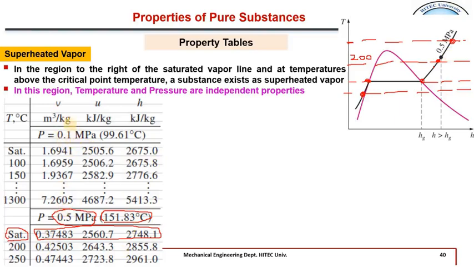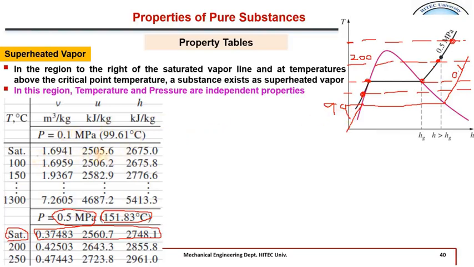So let's see another example. What is this? 0.1 megapascal. So if this line represents 0.5 megapascal, then somewhere below this line is 0.1 megapascal. As the pressure is reduced, the saturation temperature will also reduce. So what is this saturation temperature? That is 99.61. So this line is actually 99.61 degrees Celsius for this pressure.